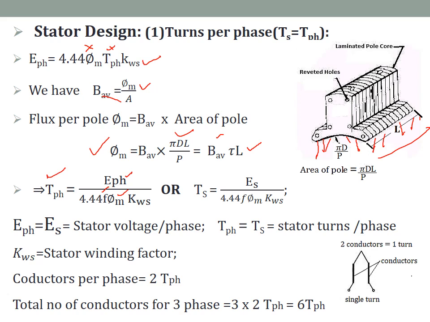Now conductors per phase is equal to 2 TPH. You can see in this diagram, these are the conductors. This is one conductor, this is one conductor. Two conductors constitute one turn, like this. So for one turn, two conductors are required. If you substitute TPH as 1, 2 into 1, conductors per phase is equal to 2. This is for one phase. For 3-phase we multiply by 3, 3 into 2 into TPH, which is equal to 6 TPH.